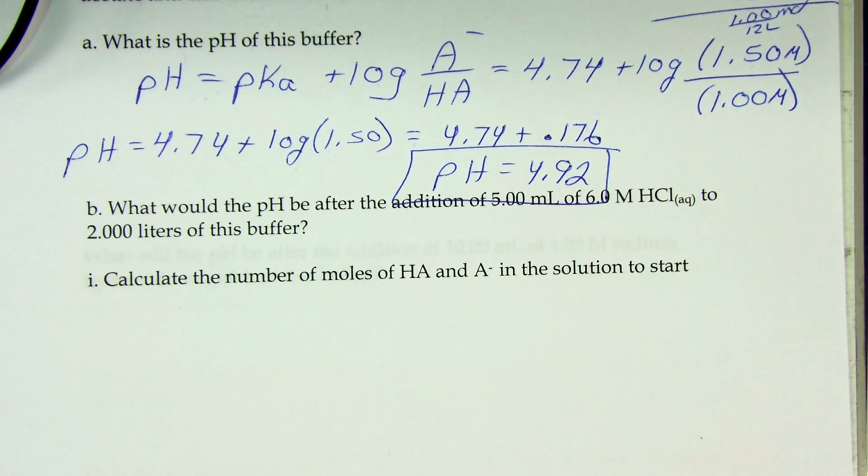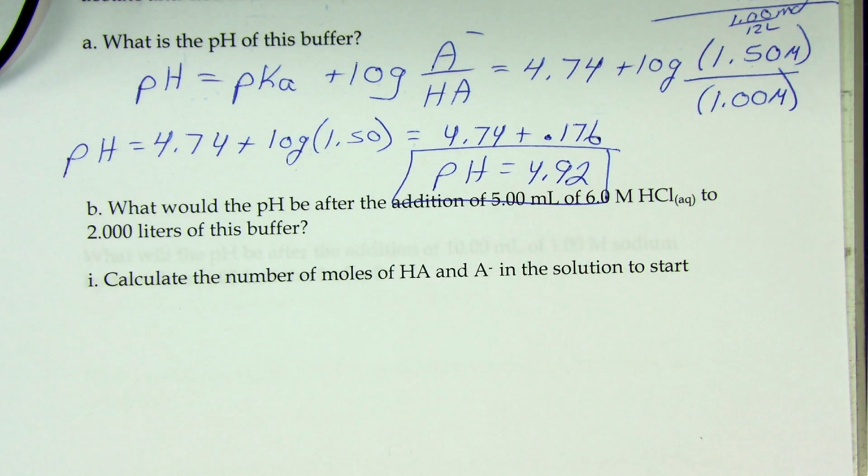All right, what would the pH be after the addition of 50 milliliters of 6 molar hydrochloric acid to 2 liters of this buffer? So now, 50 milliliters of 6 molar to 2 liters of the buffer.